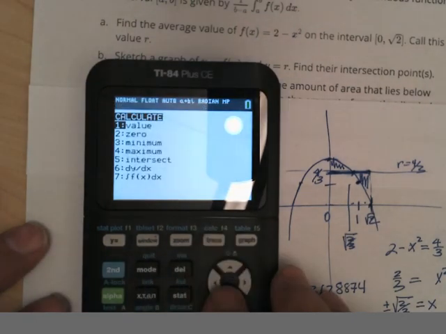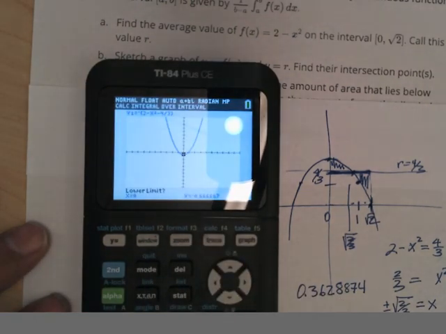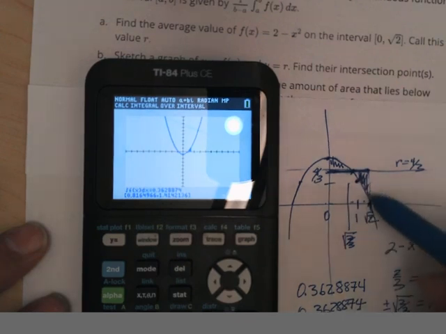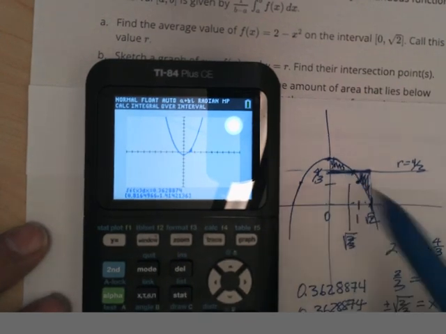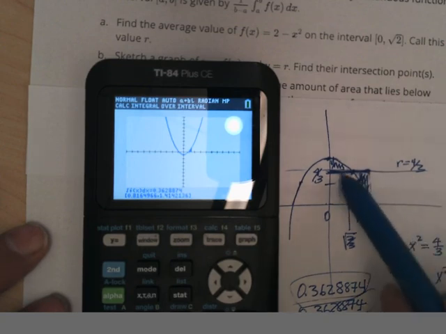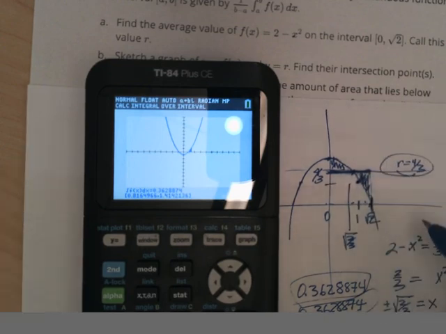Second, calculate 7 from square root of 2 divided by 3, enter, to the square root of 2, enter, and that area is 0.3628874. So this area and this area are equal. And so this being pushed into there verifies that that is the average value. That's what they wanted us to show.